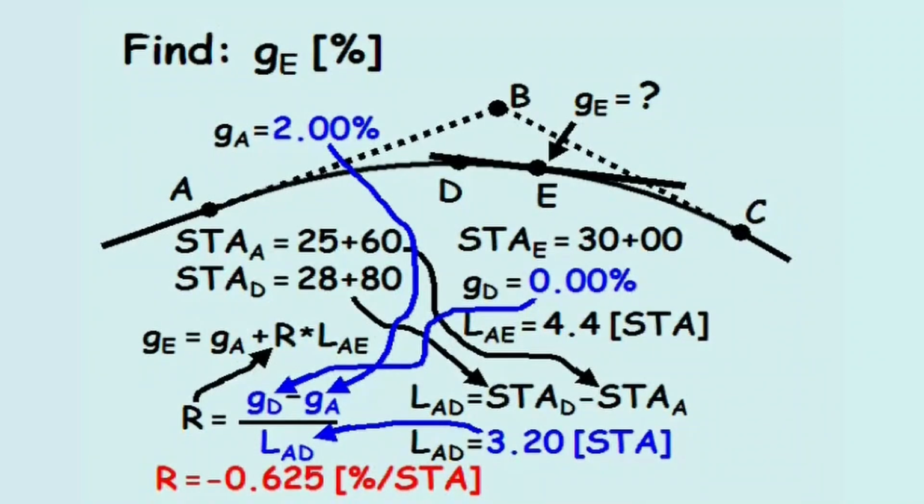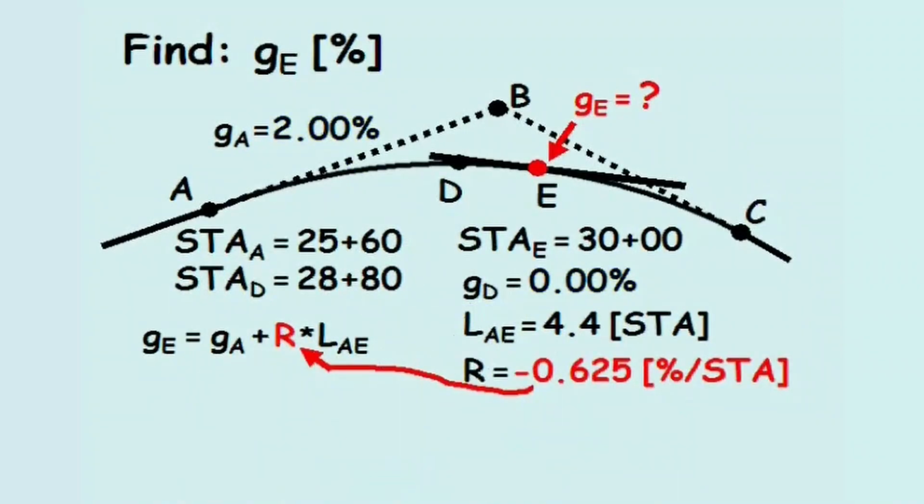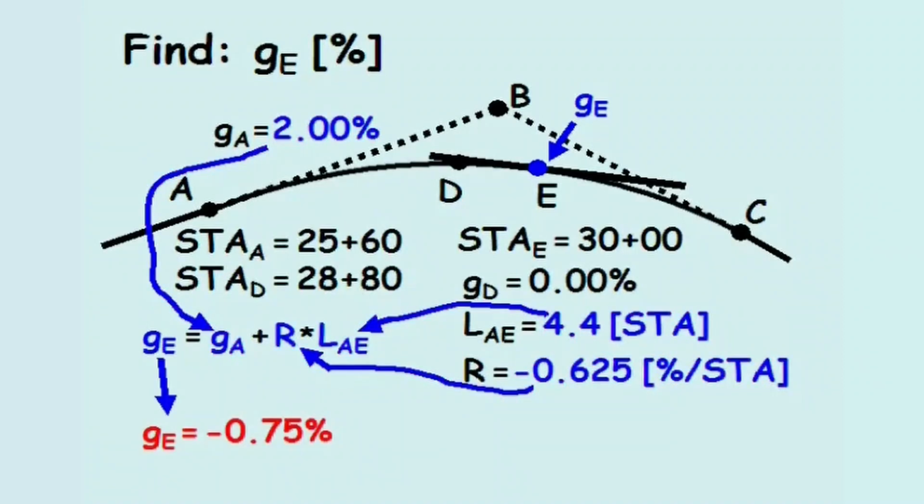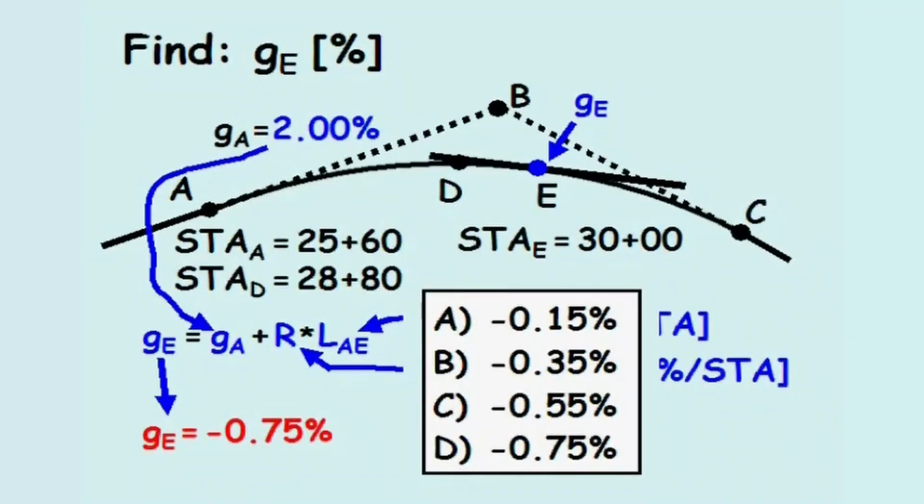Plugging this value into our equation for the grade of the curve at point E, as well as substituting in the grade at point A and the length from point A to point E, the grade at point E equals negative 0.75%. When reviewing the possible solutions, the answer is D.